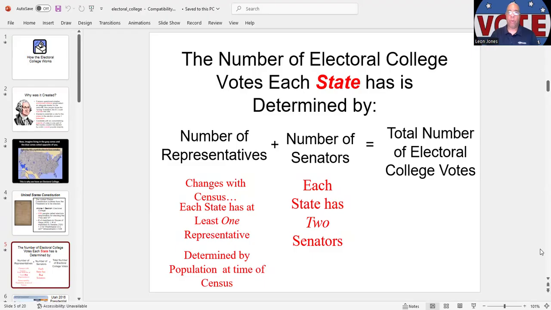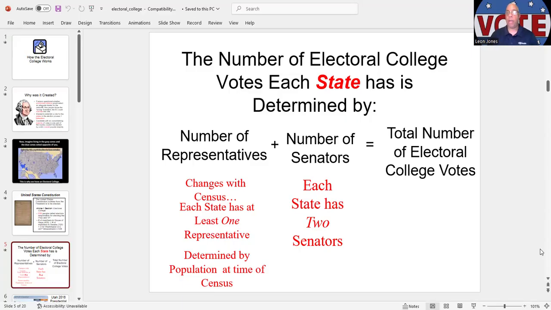Now, the number of electoral college votes each state has is determined by, again, the number of representatives plus the number of senators, and that equals the total number of electoral college votes. Again, each state has 2 senators. The number of representatives also changes with the census. Each state has at least 1 representative, determined by population at the time of the census.